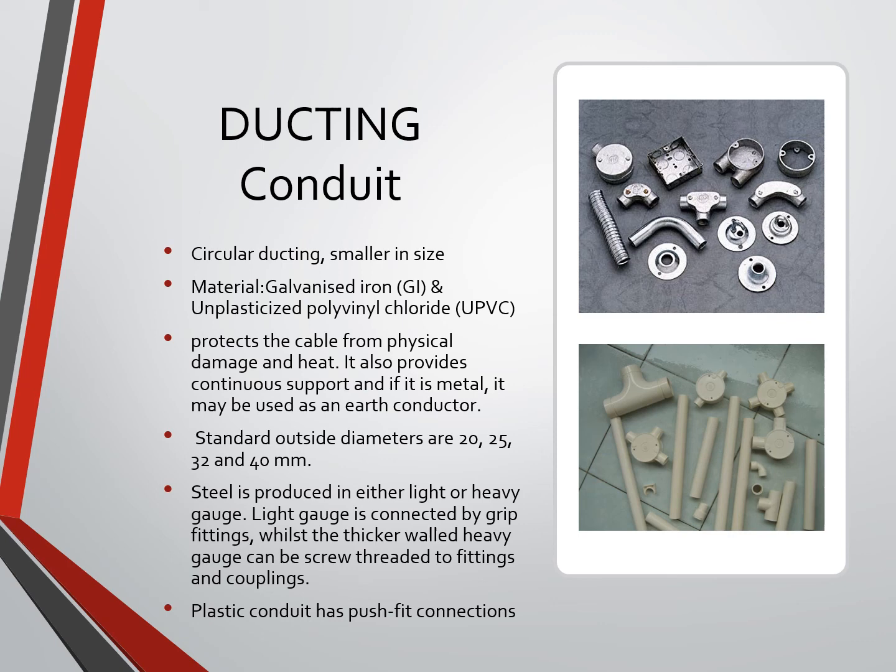Okay, the function of this ducting conduit is to protect the cable from outside damage and heat. It also provides continuous support of its metals, and it may be used as an earth conductor, to prevent lightning, to the earth. Okay, standard measurement of outside diameter is 20, 25, 32 and 44 mm.